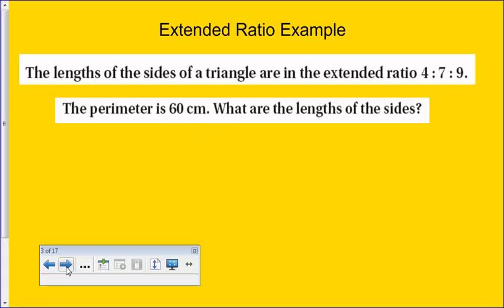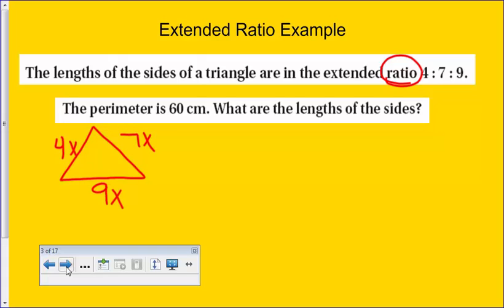So, looking at this, it says the lengths of the sides of a triangle are in the extended ratio of 4 to 7 to 9. It doesn't mean that they are 4, 7, and 9, but they're in a ratio. So anytime you see something like this, you're going to go ahead and put an X after the side length. So now they're in the ratio of 4X, 7X, and 9X. It tells us that the perimeter is 60.